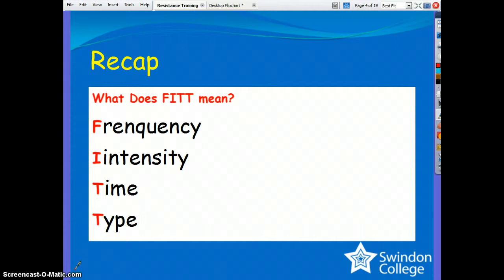In your poster, you should have had frequency, intensity, time, and type. This is what FITT stands for. Frequency, how often you do it. The intensity is how hard you're working while you're doing that exercise. The time, the length of time spent doing the exercise, and the type of training that you're doing.